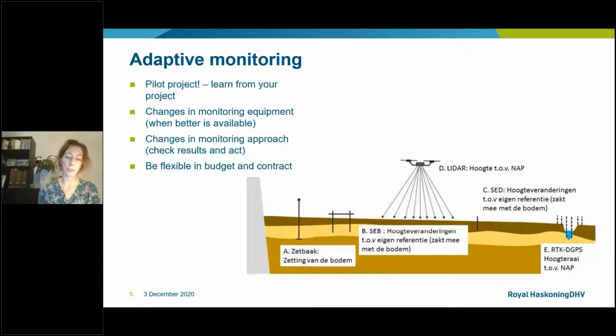Now, in a pilot project and a research project, this is more or less a natural way of working. You check your project, you check your results, and you act and you change. But in general projects, even though they deal with nature or they are nature-based, there is often not a possibility to be very flexible in changing your approach or changing your budgets. But that's actually something that is very necessary in projects where you deal with nature, and it should become more possible in the projects you do and in the contracts you have.